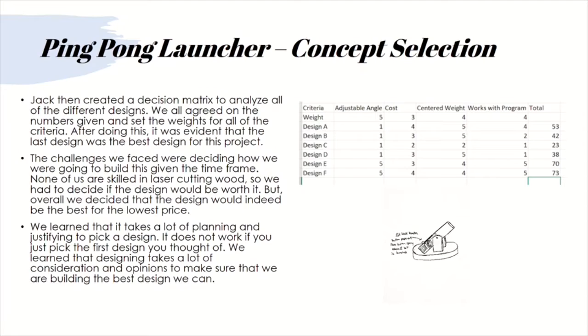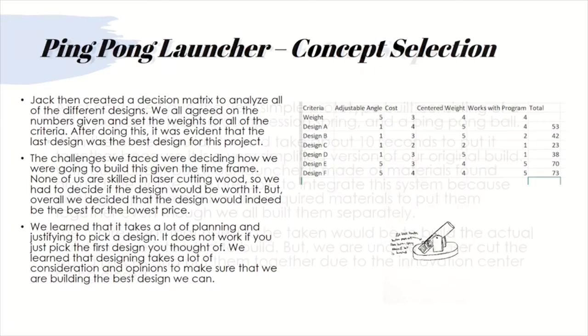We learned that it takes a lot of planning and justifying to pick a design. It does not work if you just pick the design you thought of. We learned that designing takes a lot of considerations and opinions to make sure that you are building the best design that you can. And pictured to the right is the design that we decided to go with, and above that is the decision matrix that was created.